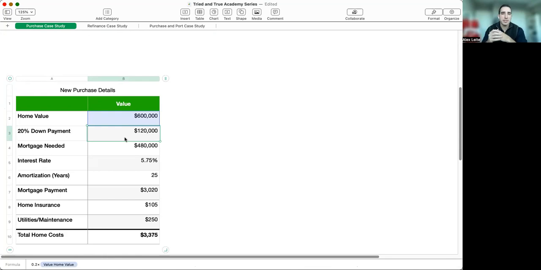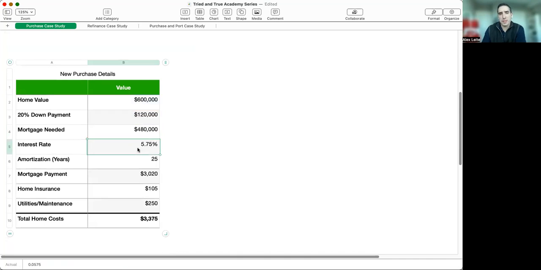So we estimate this on every purchase to be about 1.5% of the purchase price. In this case, somewhere in the range of $7,500. Okay, so it's not just the $120,000 that you need. You also need about 127,000, 128,000. In this case, we do the home value, $600,000 minus down payment, leaves you with a mortgage of 480,000.